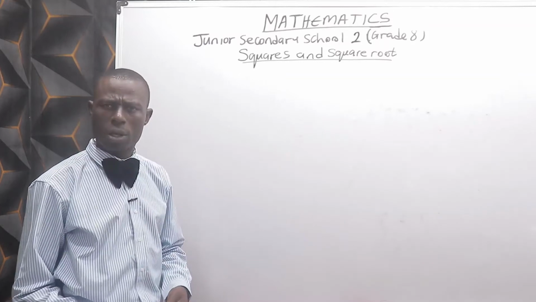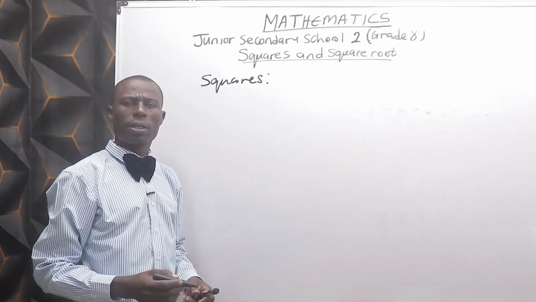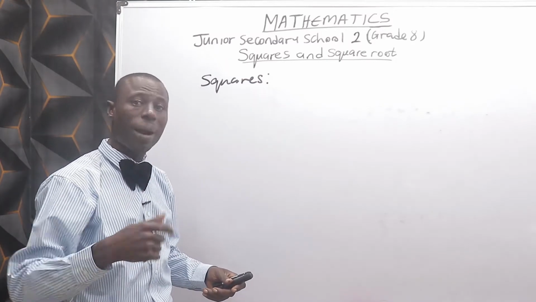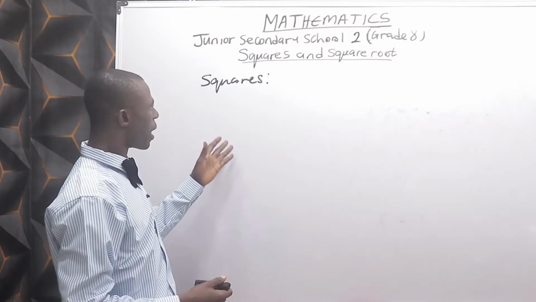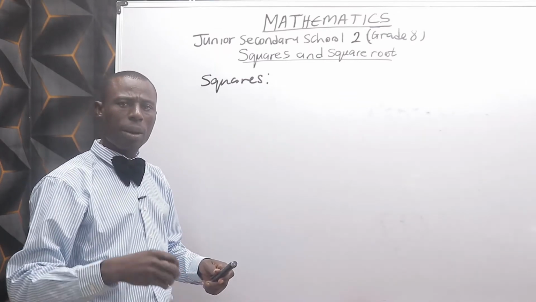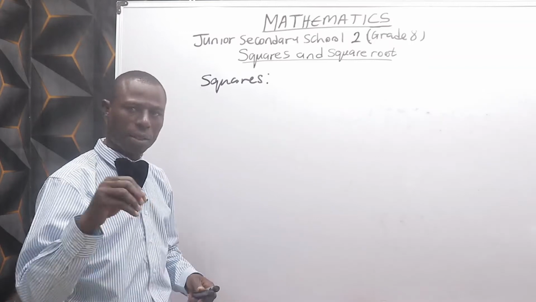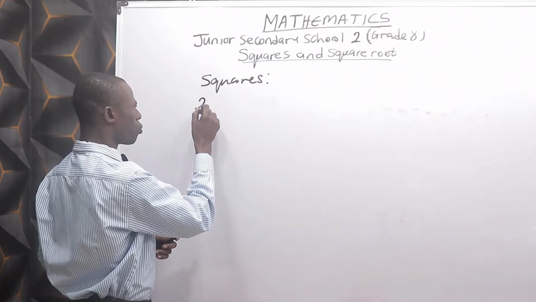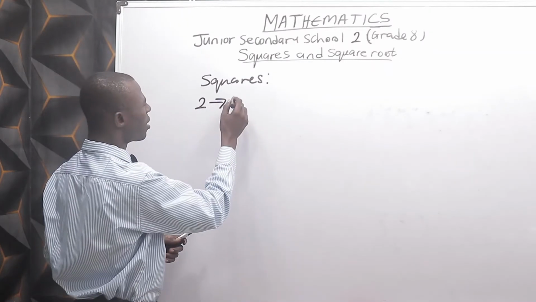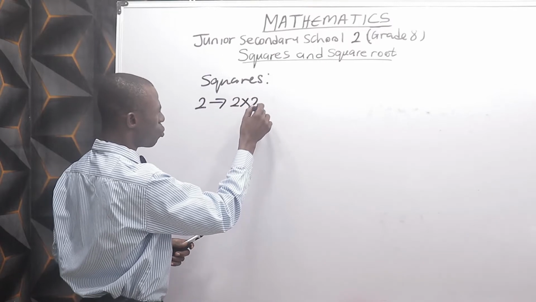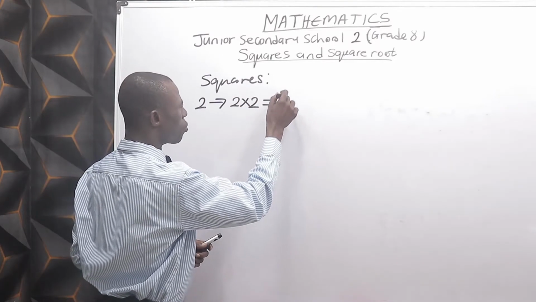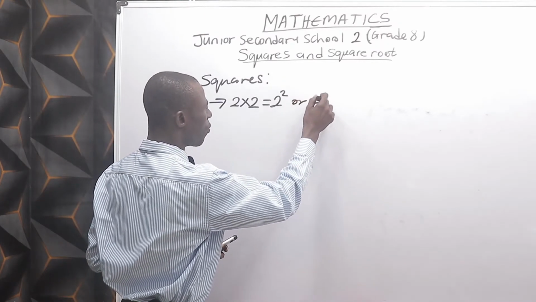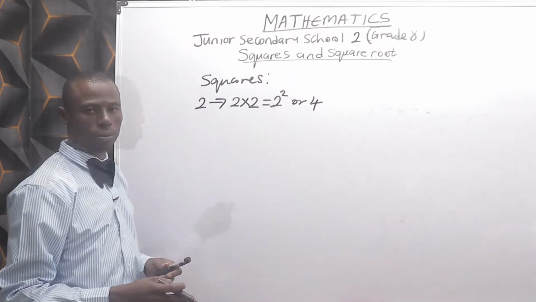What is square all about? Squares. The square of a number is the act of multiplying the number by itself. The square of a number is the result of multiplying the number by itself. Take for instance, the square of 2 is 2 times 2, which is 2 raised to power 2, whose result is 4.